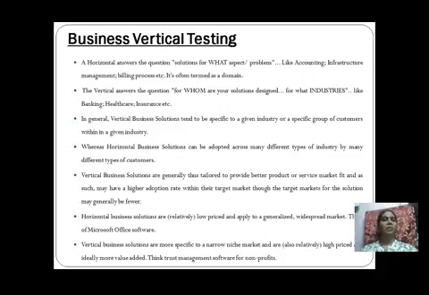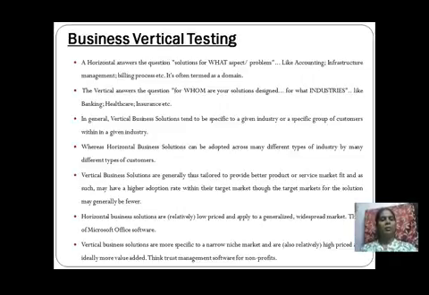When the horizontal answers are there, we need to consider what type of question, and for the vertical answers we consider the questions of a whom type. So in general, vertical business solutions tend to be specific to a given industry or for a specific group of customers within a given industry. Why? Because applications are developed as per the customer's requirements. The customer's requirements are grouped together, and according to them, that particular application is ready for their use.